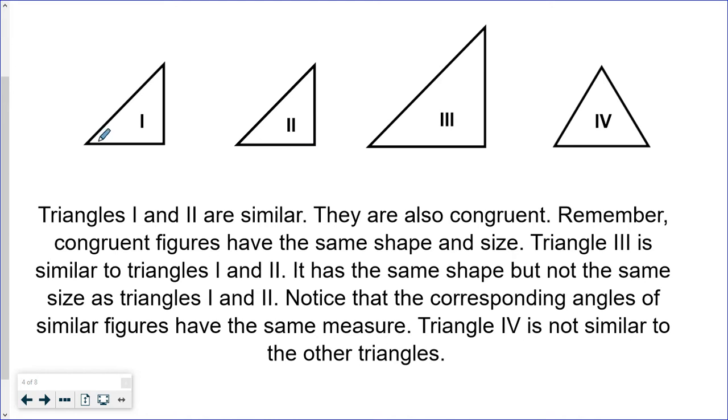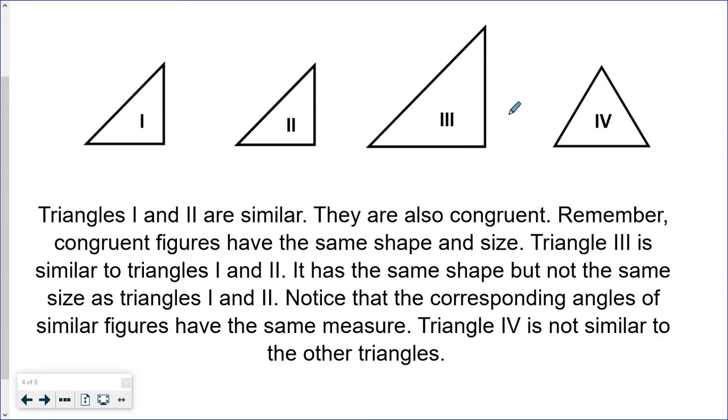Not only that, but the angles would be the same. So this angle would be the same measurement as this angle. This angle would be the same measurement as this angle, and this angle right here would be the same measurement as this angle right here. So triangles 1 and 2 are similar, and they are also congruent. But now let's take a look at triangle number 3, because triangle number 3 is definitely not the same size. This one's a lot taller, but you should notice that it is the exact same shape, same type of triangle, just different size.